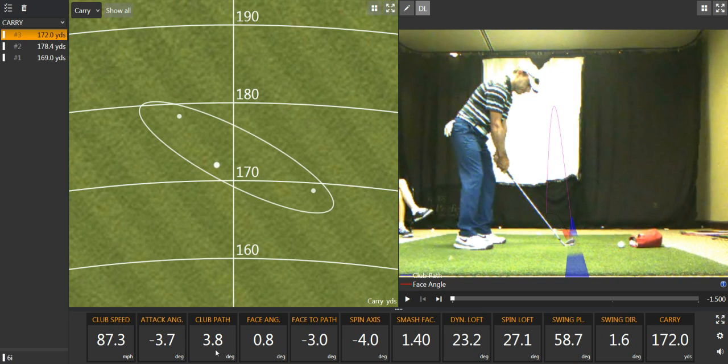Hmm. How can swing direction and club path be different? Who's going to win a smiley face? Liz. Okay. Going over. Who can win a smiley face? These guys should win a smiley face because they were here last year. So the swing direction and club path, how can those be different?